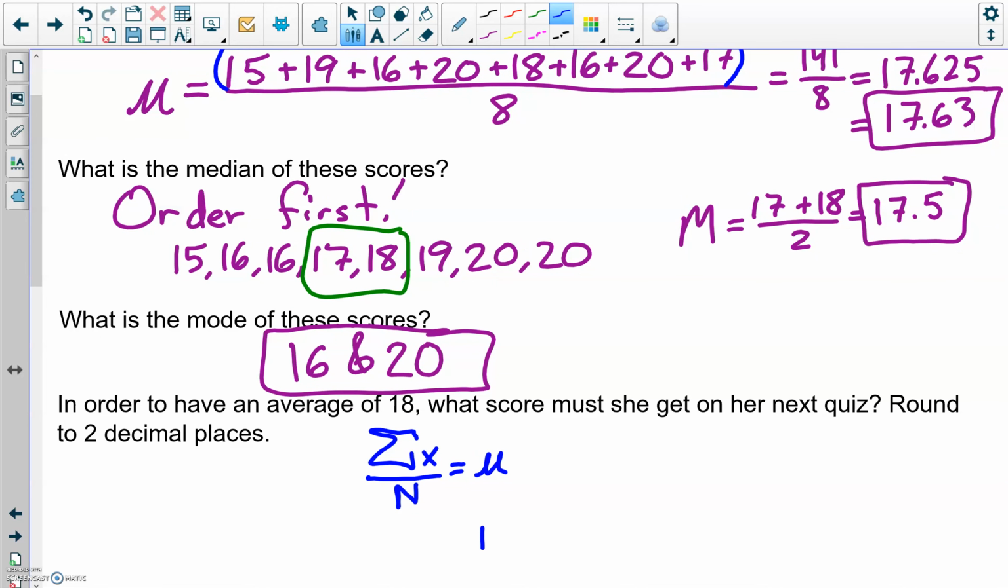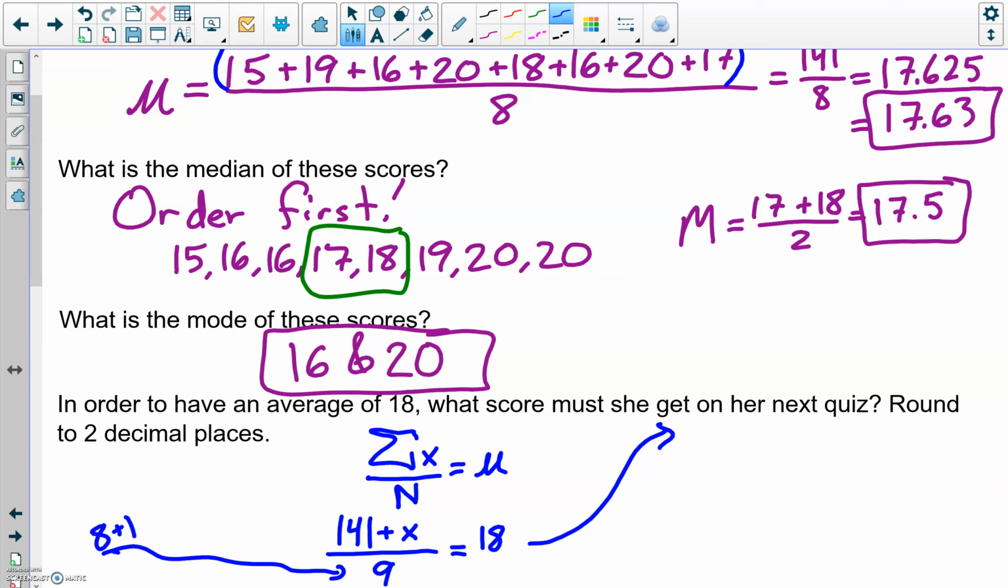Here the mu that we're going for is 18. The sum of all the x's: I know that 8 of them added up to 141, just her original scores. I don't know what the score of the next quiz, her 9th quiz, will be, so I'm going to add x. Then in the denominator, she already took 8 and she's taken 1 more, so the n is now going to be 9, from 8 plus 1. And then from here, you can just solve for the x.